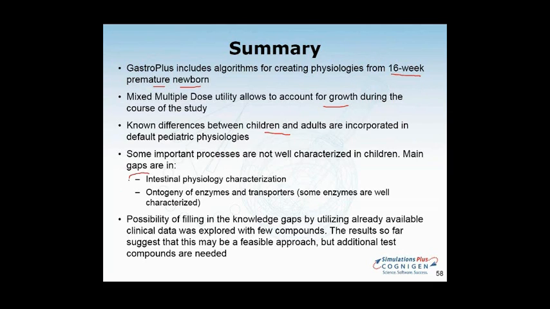The biggest gaps are in the overall intestinal physiology, where a lot of information is of a qualitative nature rather than quantitative. And of course, the ontogenies of enzymes and especially transporters. We have well-characterized CYP enzymes. There is some information available for UGTs, but for transporters, it's really becoming a more difficult aspect.